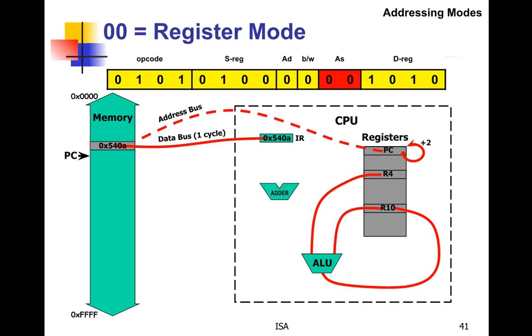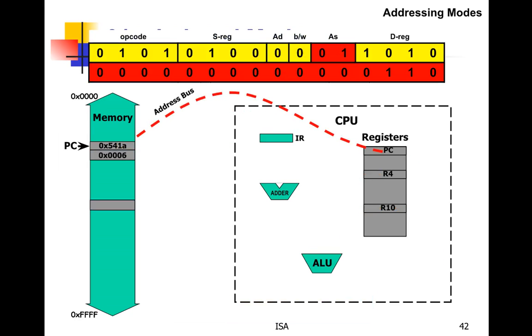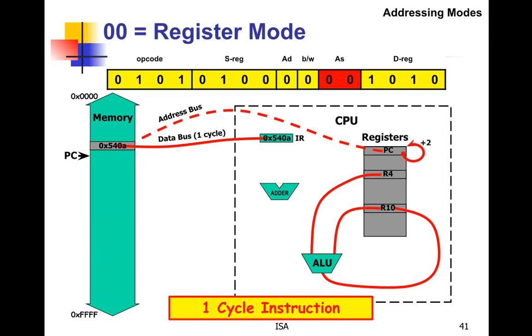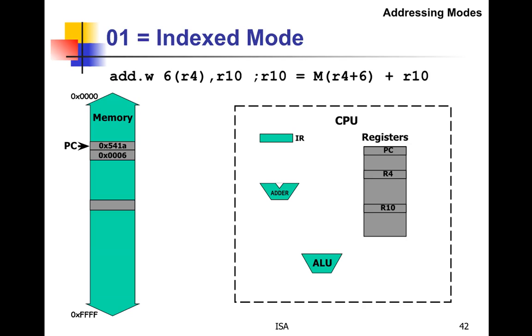And basically then we've completed the instruction here. Whoops, went too fast there. So that was a one-cycle instruction. So now let's look at mode 01, which is the indexed mode, indexed addressing mode.